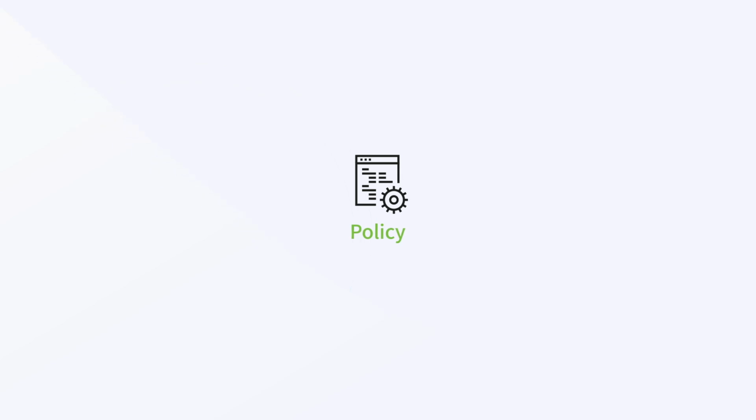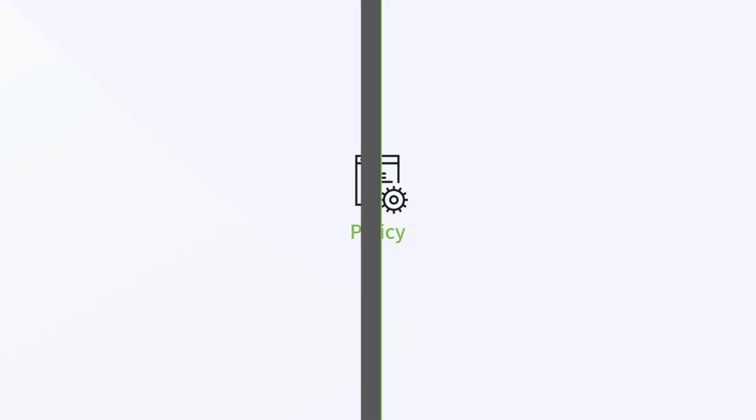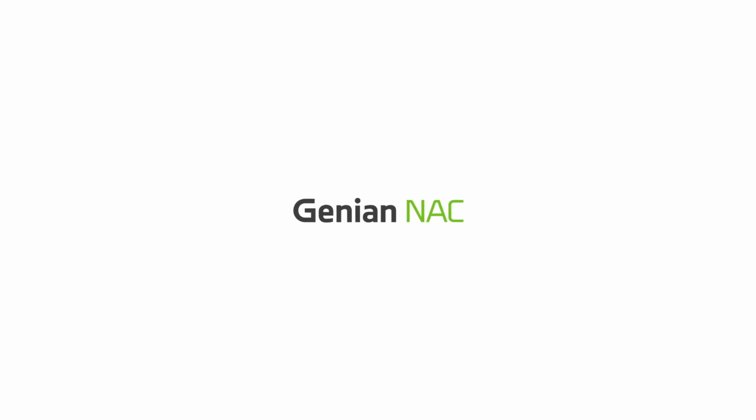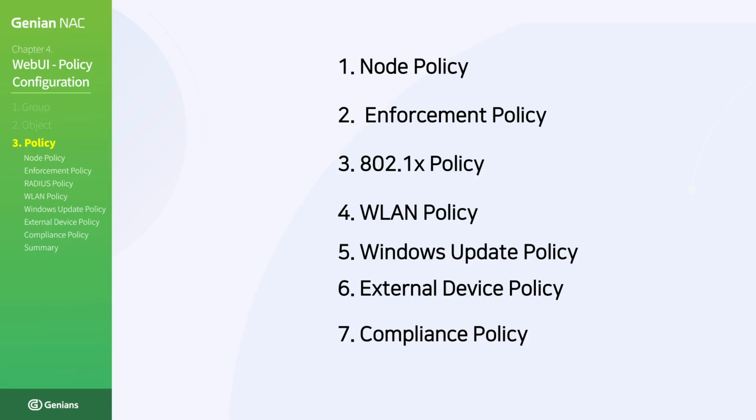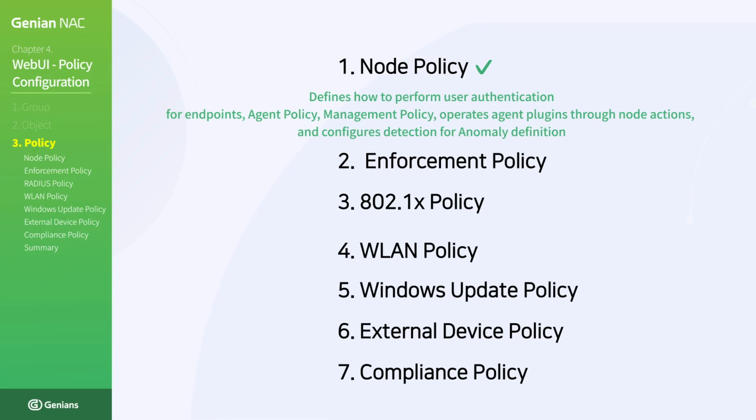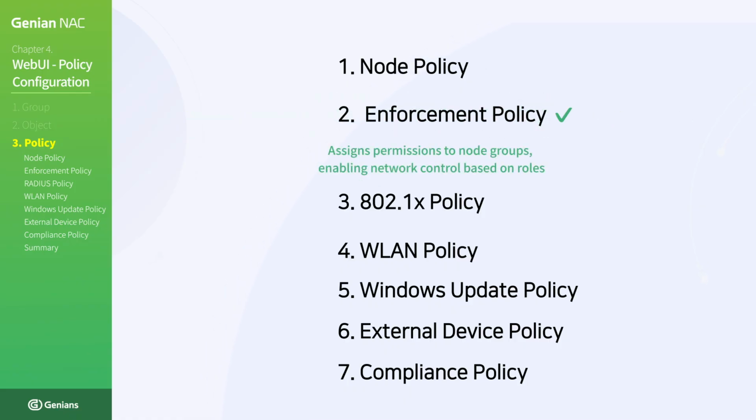The final training topic in this chapter is policy. There are 7 types of policies that can be configured in Geneon NAC. Node policy defines how to perform user authentication for endpoints. Agent policy, management policy, operates agent plugins through node actions, and configures detection for anomaly definition. Enforcement policy assigns permissions to node groups, enabling network control based on roles.